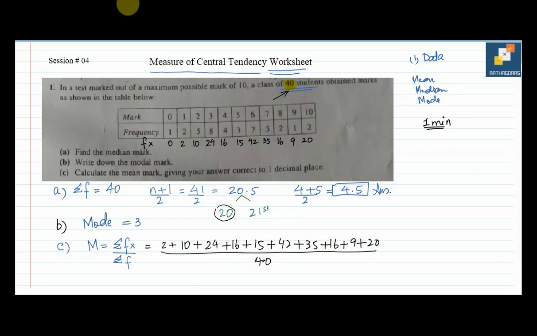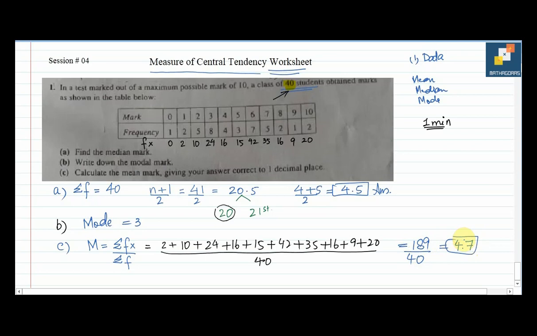Now we need to add those values. So it's 10 plus 2, 12, plus 24, 36, plus 16 plus 15 plus 42 plus 35 plus 16 plus 9 and plus 20. So that sums up to 189 divided by 40. So it's 4.725. We will write 4.7 as it is correct to one decimal place.